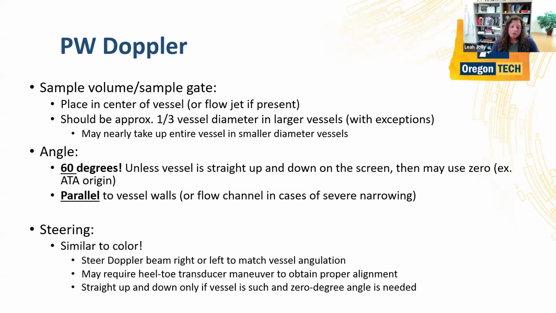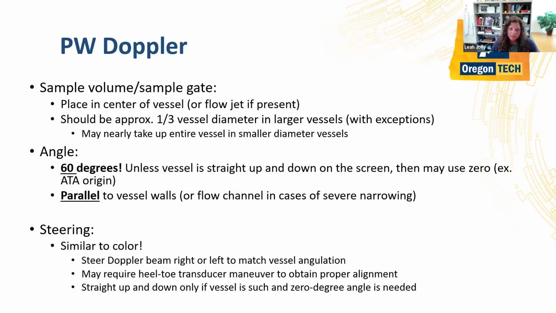It may require you to do a heel-toe maneuver with the transducer. So you might have to tilt your probe up or down a little bit to obtain proper alignment as well. And that can go a long way into getting parallel. And then you might also need to steer straight up and down if the vessel is tilted that way and a 0-degree angle is needed. Not many of those happen, few in the abdomen.